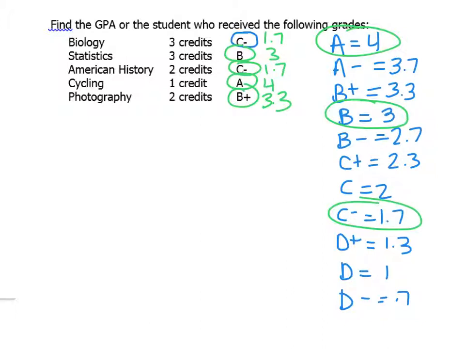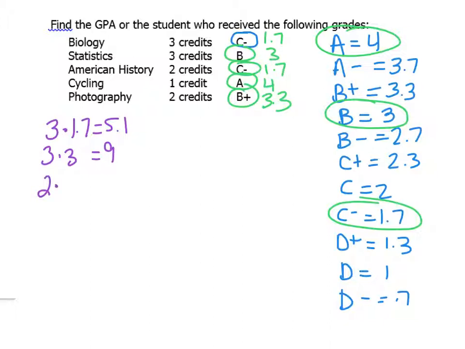So if you remember from the previous page, the next thing we have to do is take the number of credits and multiply it by their score. So biology was a 3-credit class, and they earned a 1.7. So we're going to do 3 times 1.7, and we get 5.1. Statistics was a 3-credit class, and they earned 3 points in that. 3 times 3 gives us 9 for that class.